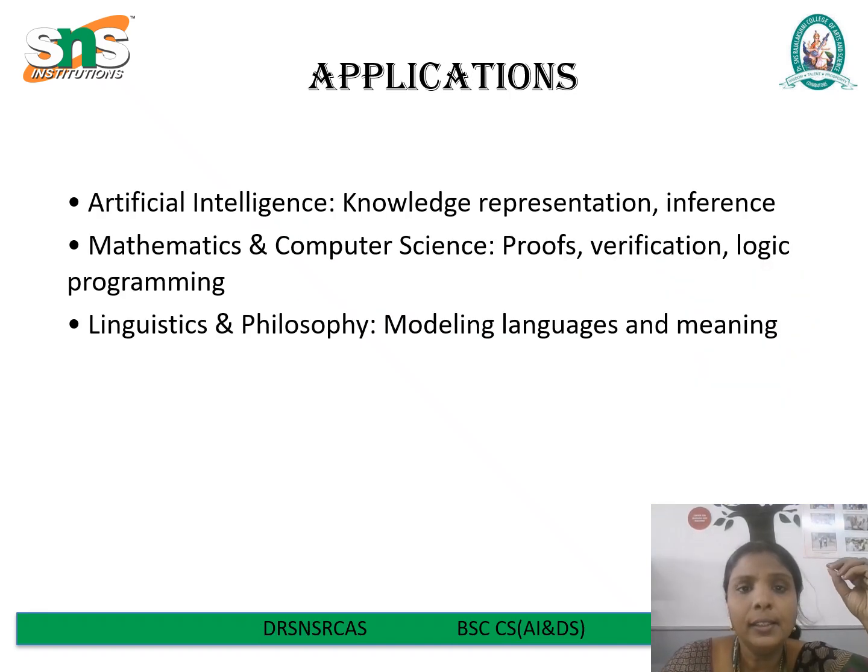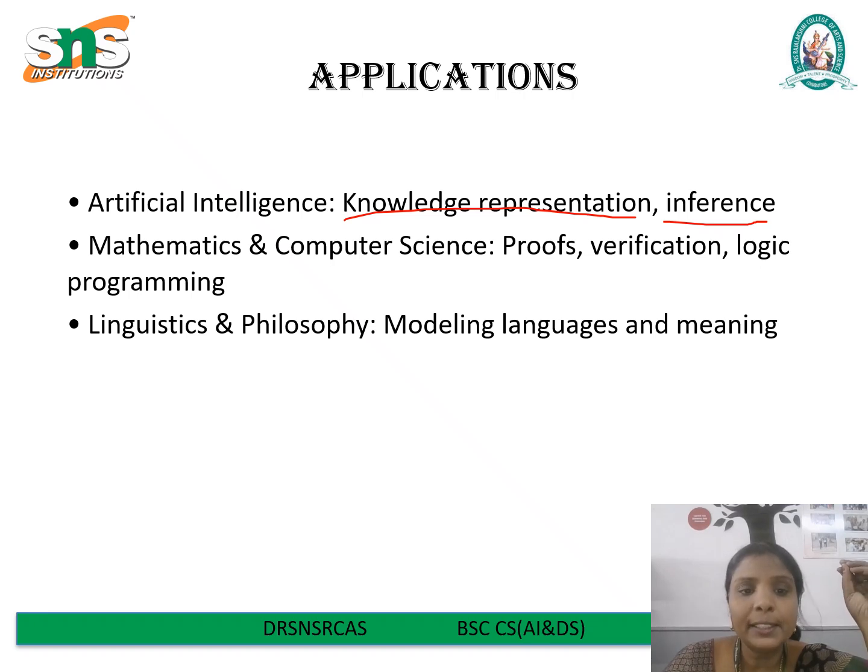Next we see where predicate logic is actually applied in the real world. In artificial intelligence, it is one of the earliest and most powerful tools for knowledge representation and inference. Here is an example: father(John, Mary), so John is the father of Mary. Another example: father(John, Mary) and father(Mary, Sam). So we can infer that John is the grandfather of Sam.